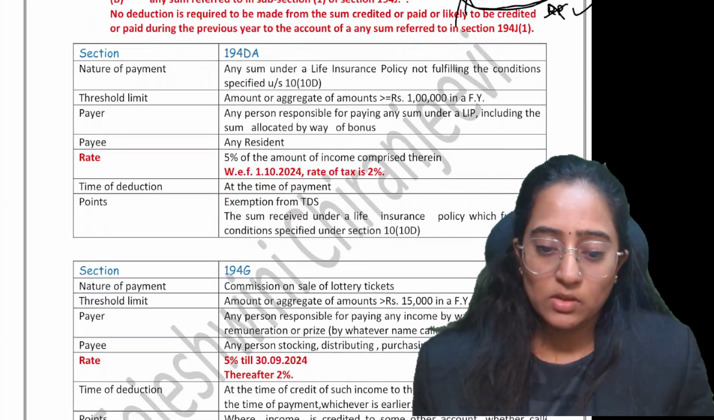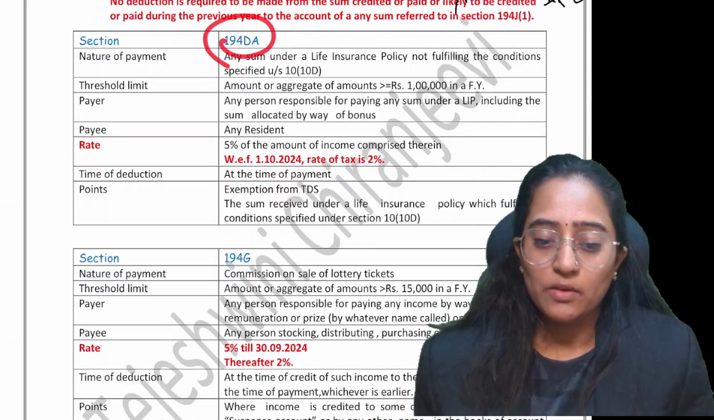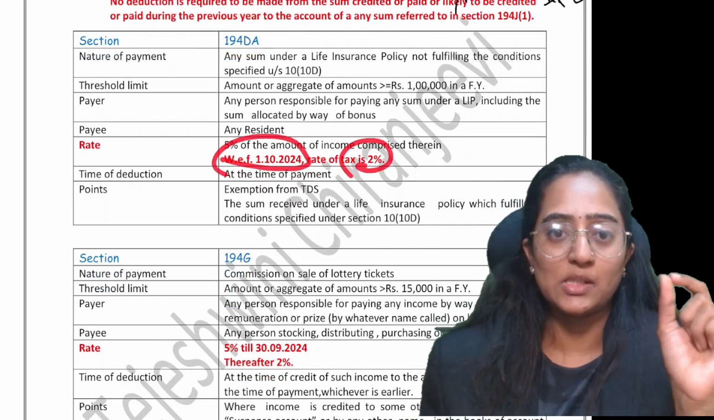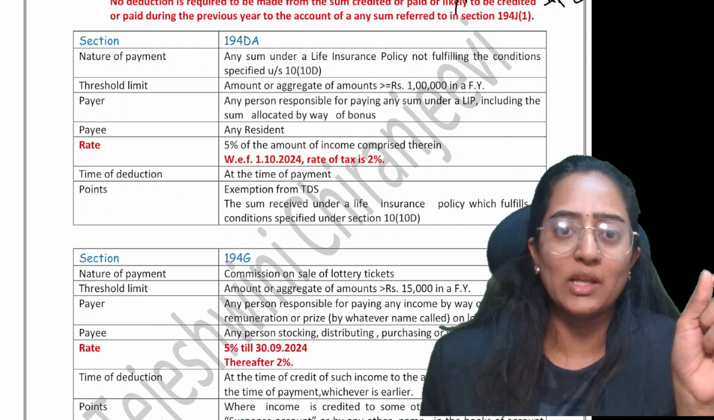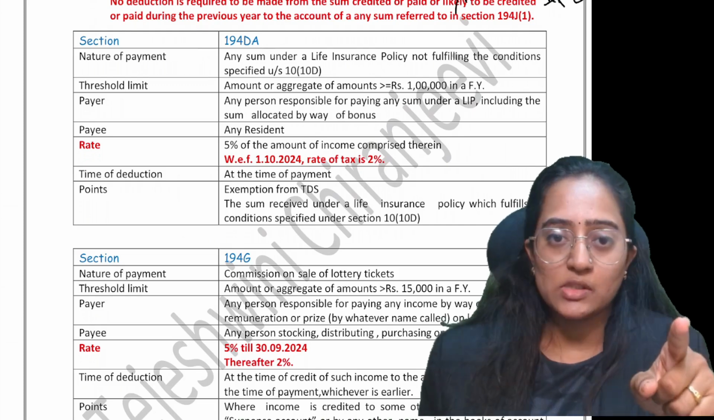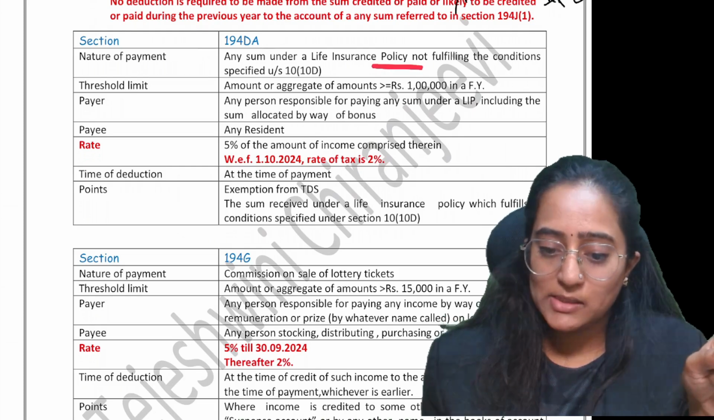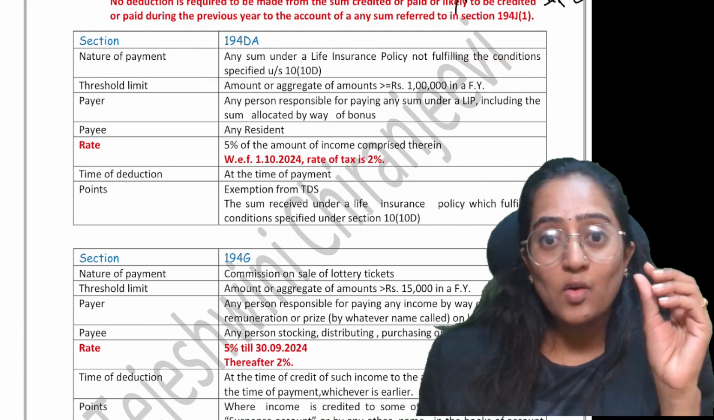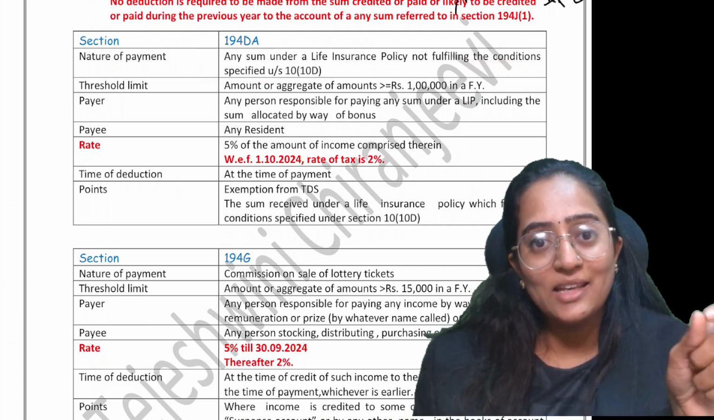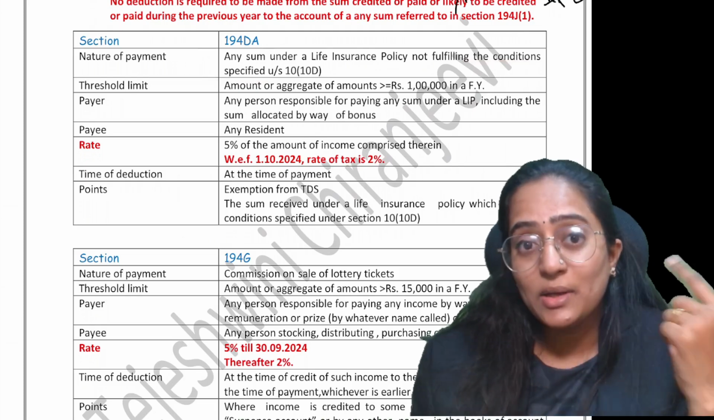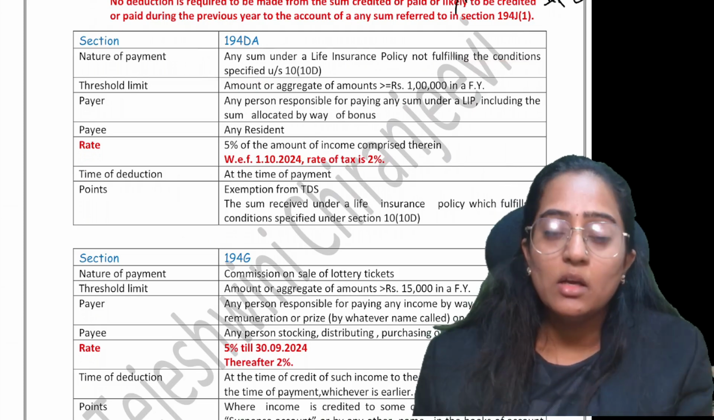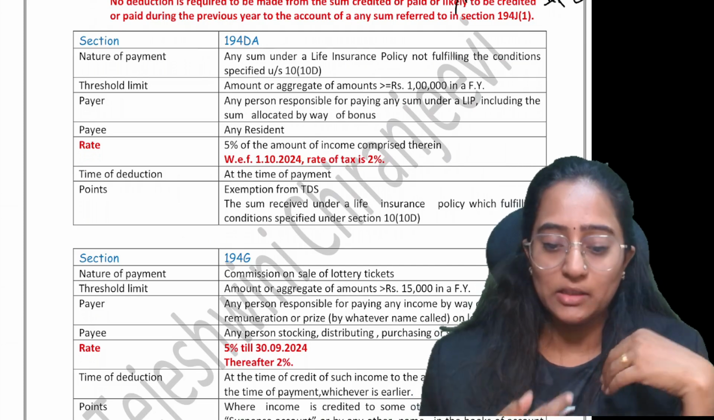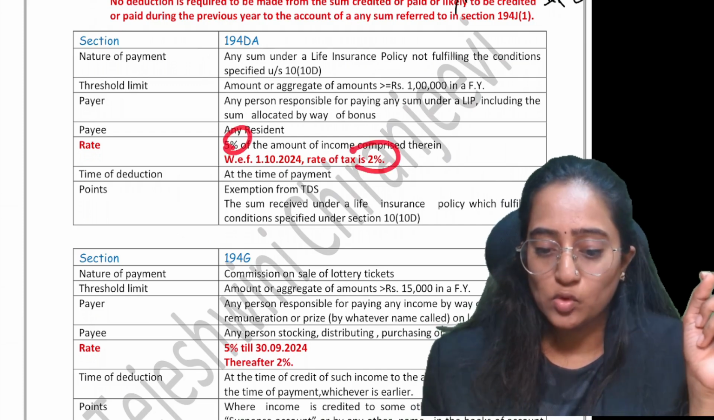Okay. So section 194DA, with effect from 1/10/2024, the rate of tax to be deducted is 2%. 194DA states that you have a life insurance policy. Whatever amount you are getting, if you are not coming under the exemption of 10(10D), you are supposed to pay the tax. We are going to deduct the TDS. Before it was 5%, now it is only 2%.